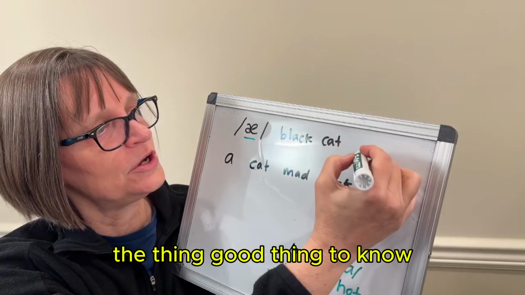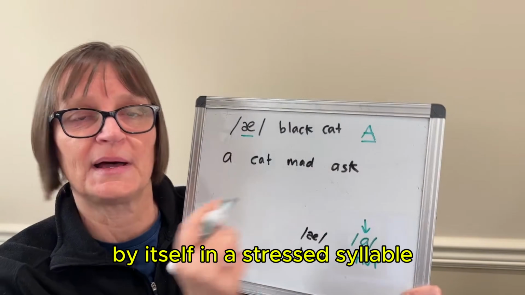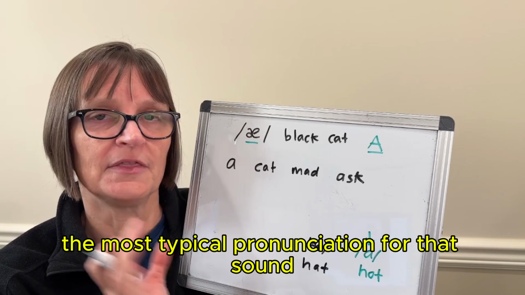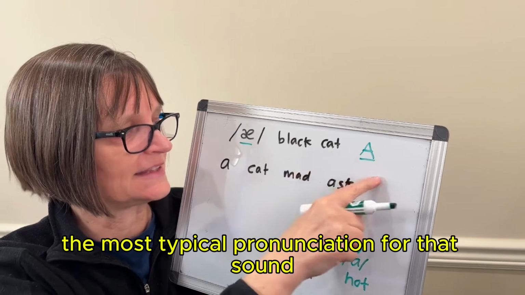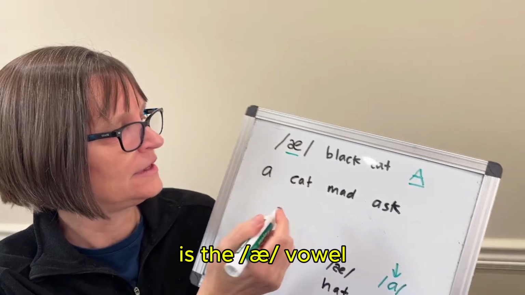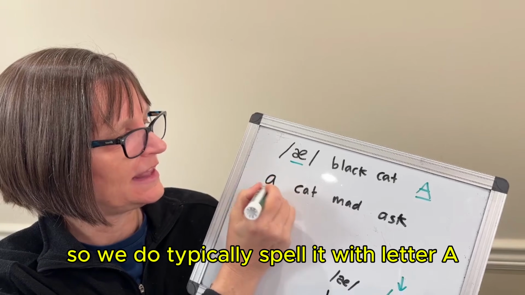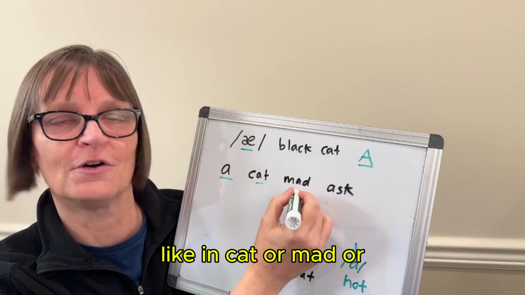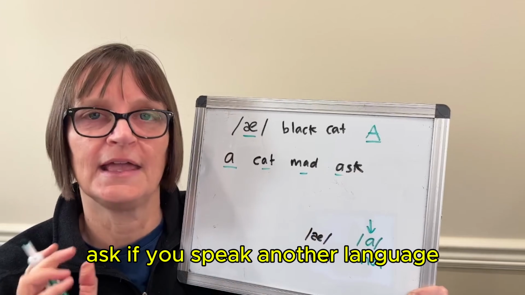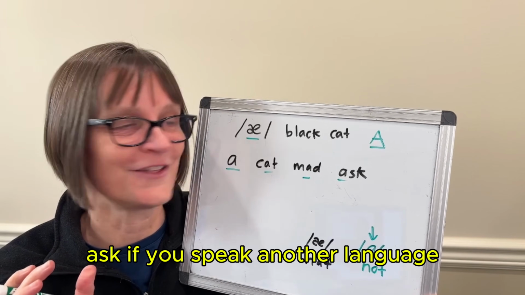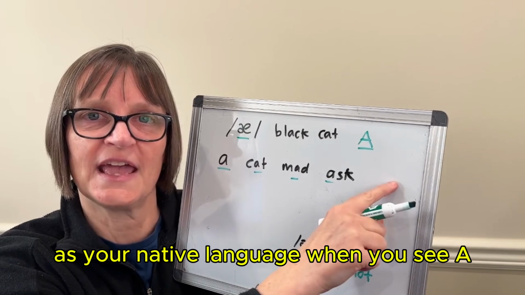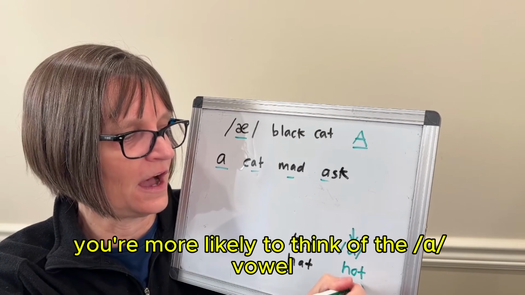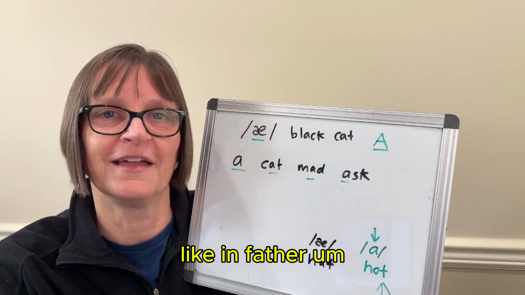The good thing to know is that when letter A is by itself in a stressed syllable, the most typical pronunciation for that sound is the black cat vowel. So we do typically spell it with letter A, like in cat or mad or ask. If you speak another language as your native language, when you see A, you're more likely to think of the ah vowel, like in father.